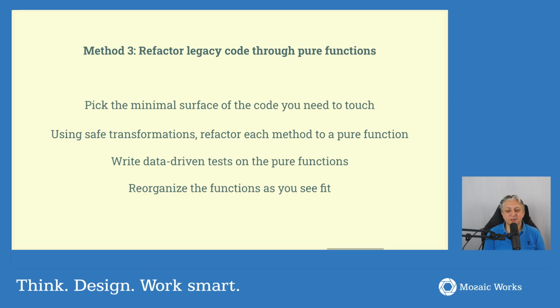Pick the minimal surface of the code you need to touch. This means one object, two objects, two methods from an object, one method from an object. And then we use some safe transformations to refactor each method in that surface to a pure function. A pure function is a function that returns the same outputs for the same inputs received. This means that it needs to get all the necessary data in order to give you everything that you expect out correctly.